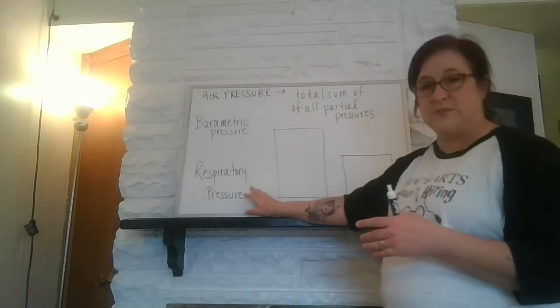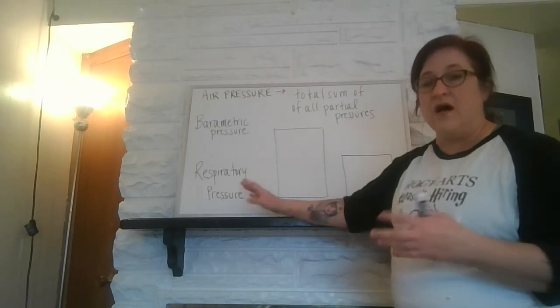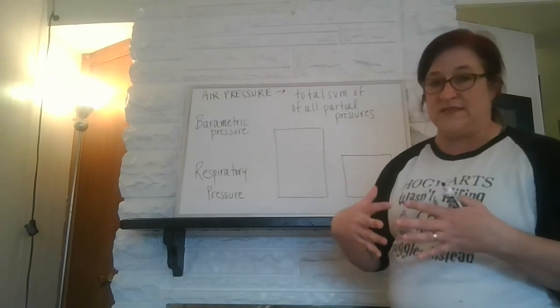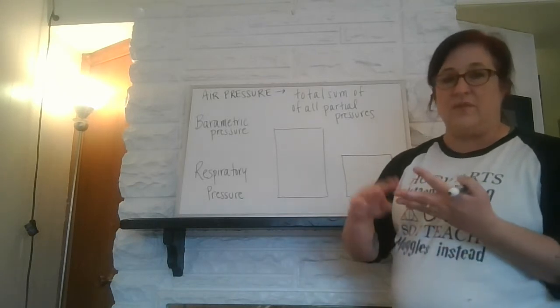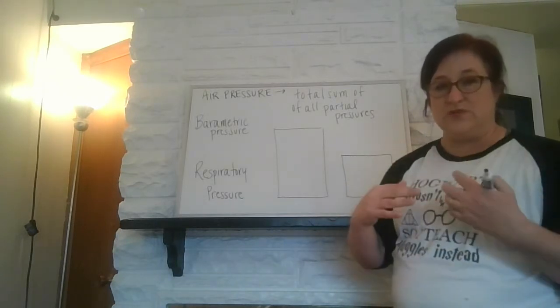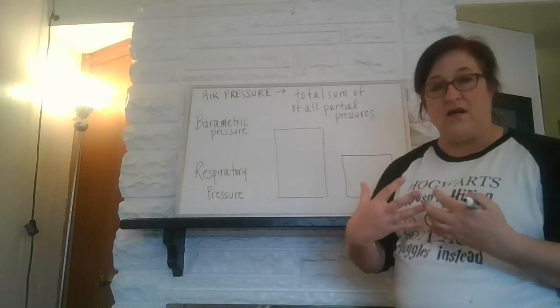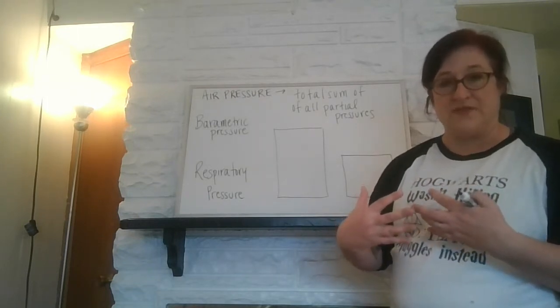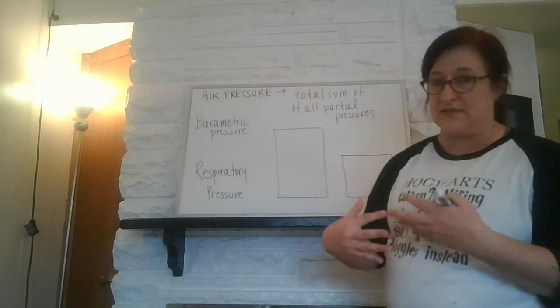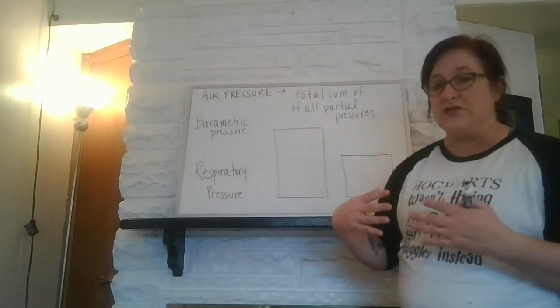The total respiratory pressure is made up of the structures of the respiratory system, like the pleura, the lung parenchyma, the conducting tubes, as well as the air, the pressure of the different types of gases that are in the respiratory system. That makes up the pressure inside there.